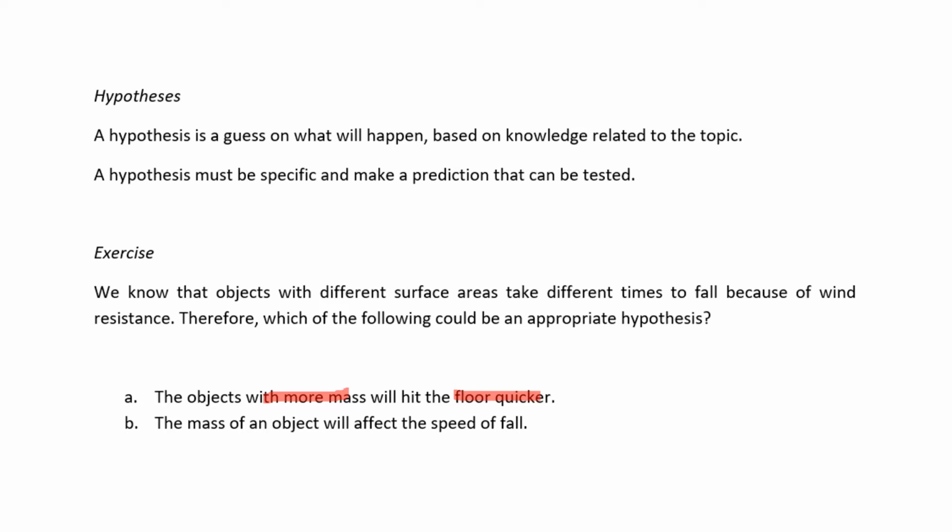B cannot be tested. The mass of an object will affect the speed of a fall. Will affect, but will it make it quicker? Will it make it slower? We cannot test if this is true or not because it's not accurate enough. It's not specific. We don't know how this effect is going to happen. A hypothesis needs to be more detailed.